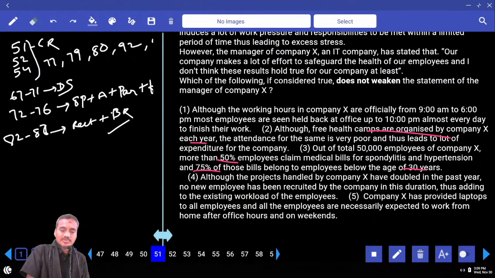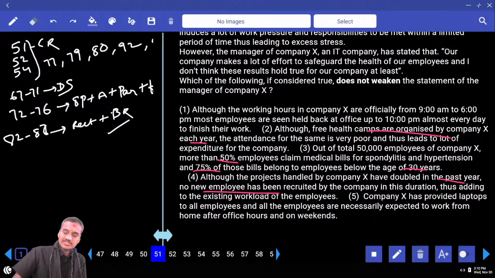అండ్ ఫోర్త్ వన్, ఆల్ ద ప్రాజెక్ట్స్ హ్యాండిల్డ్ బై కంపెనీ ఎక్స్ డబుల్ ద కాస్ట్ ఇన్ ద పాస్ట్ ఇయర్. గత సంవత్సరంలో ప్రాజెక్ట్స్ విపరీతంగా డబుల్ అయిపోయినాయి. అండ్ నో న్యూ ఎంప్లాయీస్ హ్యాస్ బీన్ రిక్రూటెడ్, కొత్త ఎంప్లాయీస్ని ఎవరిని తీసుకోలేదు. అంటే ఉన్న ఎంప్లాయీస్ మీద వర్క్ ప్రెజర్ పడింది కదా, ప్రెజర్ పెరిగిందా తగ్గిందా, పెరిగింది. కనుక ఇది కూడా మీ ఆన్సర్ కాదు.